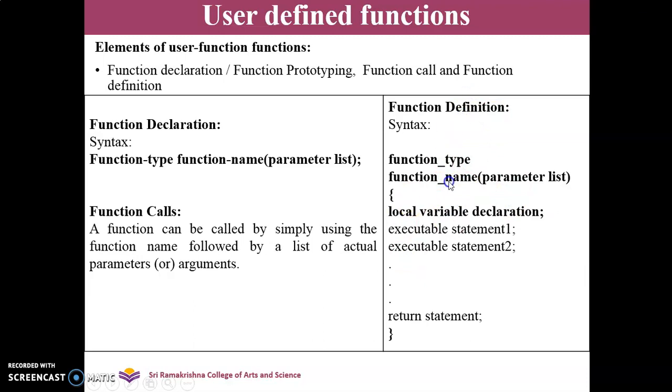The function definition contains the actual body of the function. This is the syntax or structure of a function definition. We give the function type, function name, and parameter list. Within the body of the function, we can create our local variables like this. The final one is function call. To utilize a function in our program, we must call that particular function. The function call is used to perform the defined task. So these are the three important elements of user-defined functions.